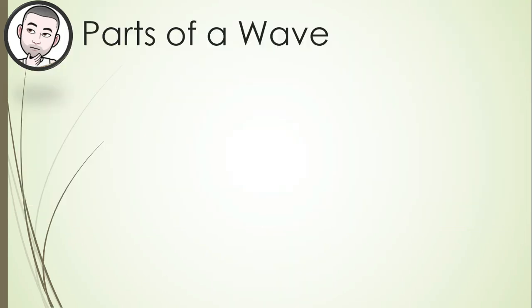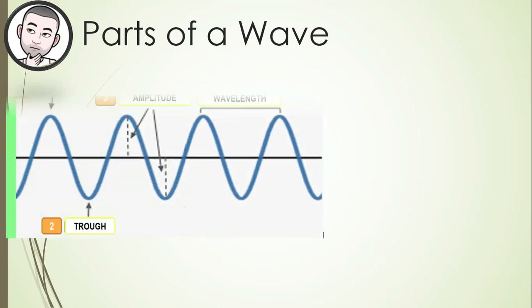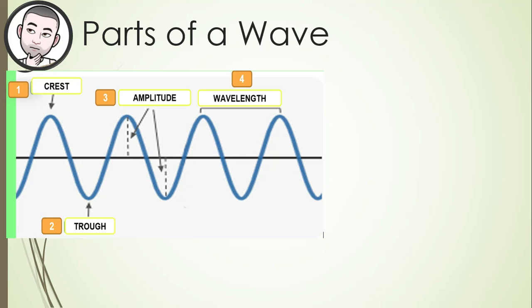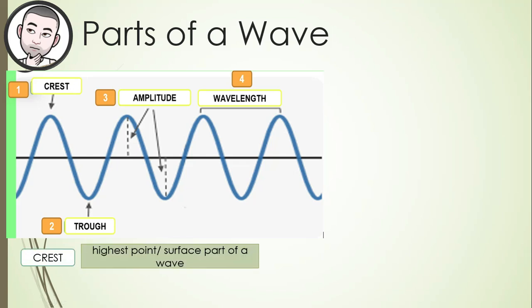That's time. Let us have first a short review of the different parts of a wave. So this is a 1 cycle wave and it shows here the different parts of this wave. So let's start with number 1. Number 1 is crest. Crest is the highest point or surface of a wave. So this one is the crest, this one another crest, and another crest.